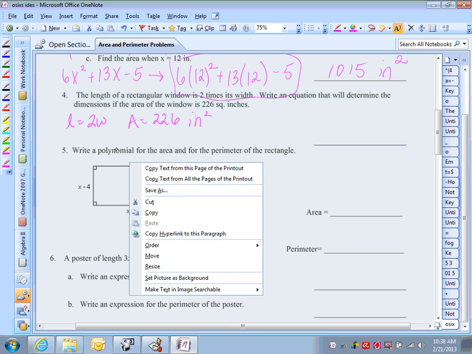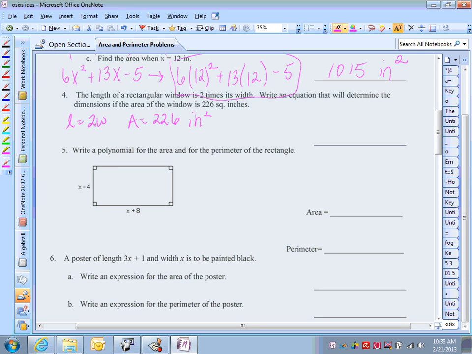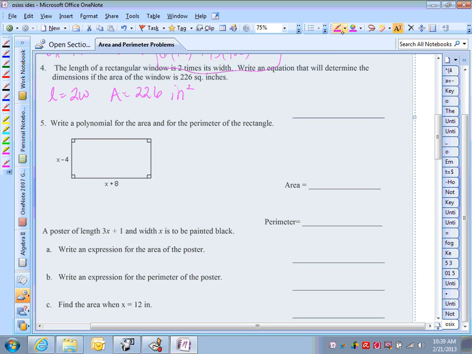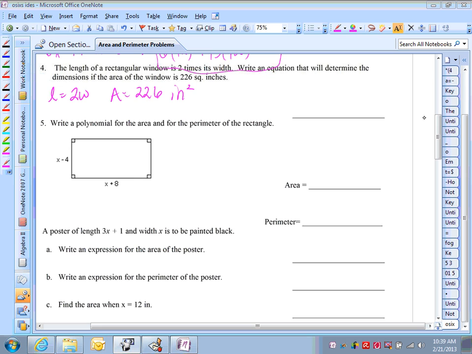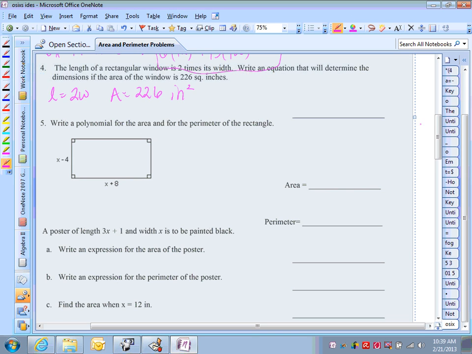Well, we also know that area... Really? It's not letting me do this.